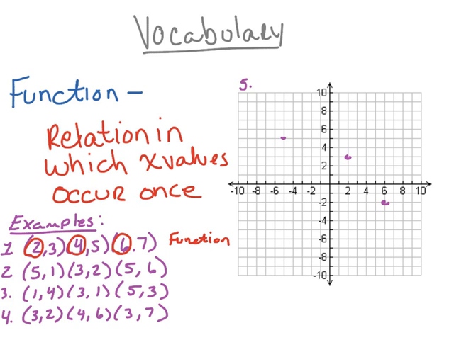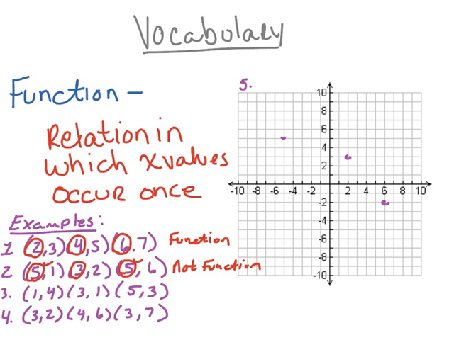However, if you look at number 2 there, if we look at the x values, we've got a 5, a 3, and a 5. Notice how this 5 is being repeated. And because that 5 is being repeated, we cannot call this set of ordered pairs a function. So this one is not a function.